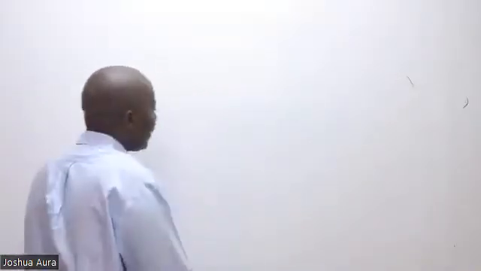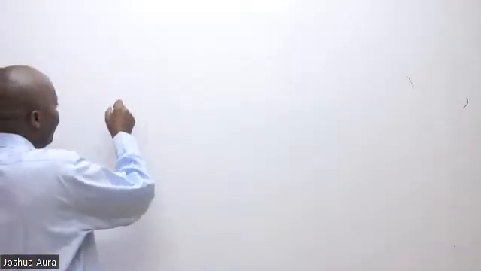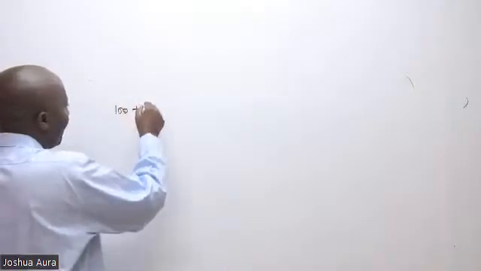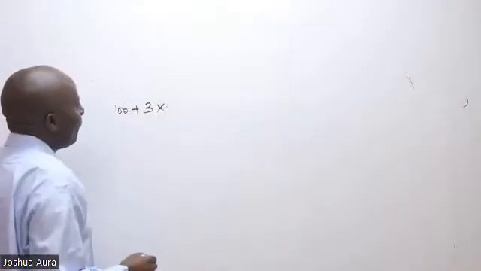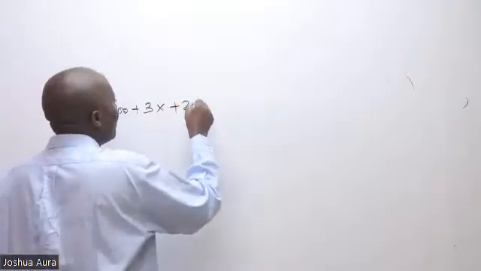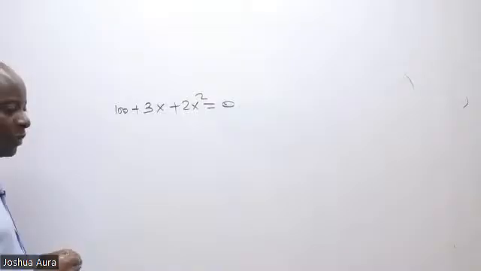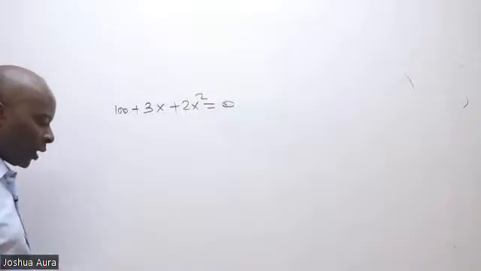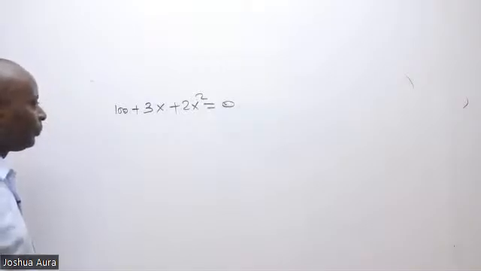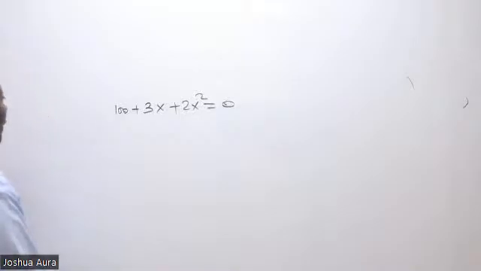If, for example, somebody gives you something like 100 plus 3x plus, say, 2x squared equals 0, this is an equation. They would want you to go ahead and solve for what here, somebody? For x. Allow me to make this negative 100 right there. So go ahead and solve for x. It's a quadratic equation. It's a polynomial function.